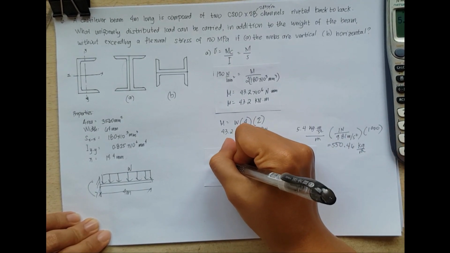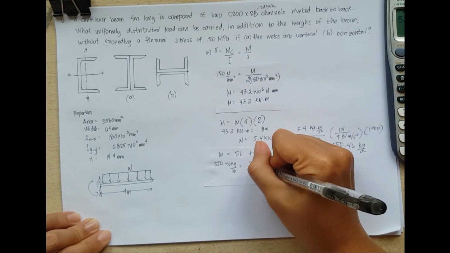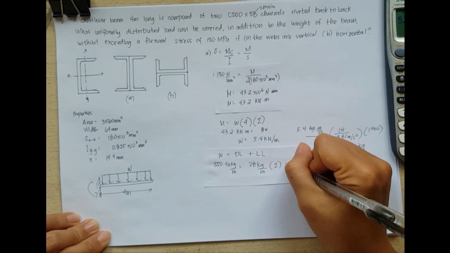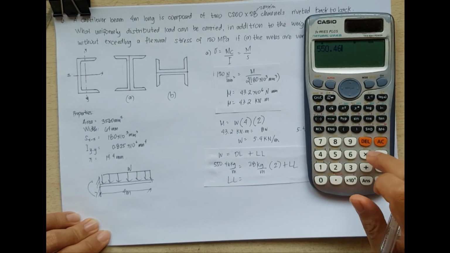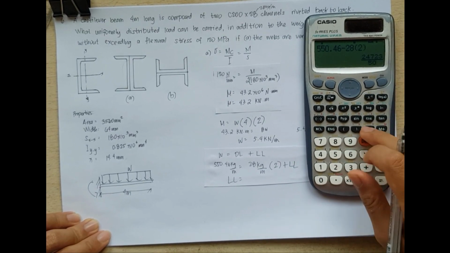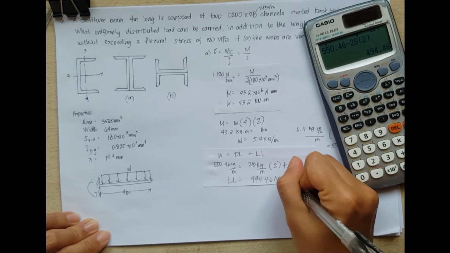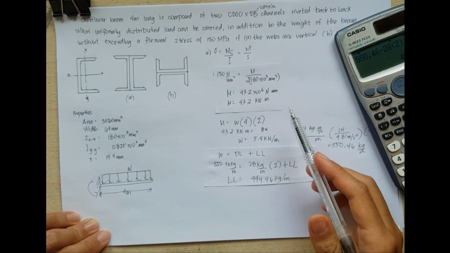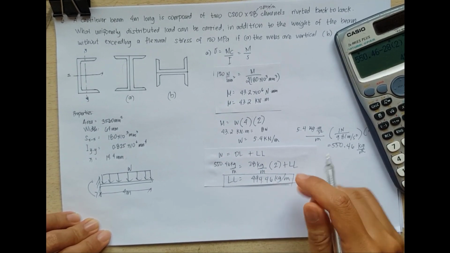So it is equal to 550.46 kilogram per meter, and then the dead load is a self weight, which is equal to 28 kilogram per meter, and it is back to back, so times 2 pieces plus the live load. Therefore, the live load is now equal to this, minus 28 times 2. So it is equal to 494.46 kilogram per meter. So ito na yung additional weight na kinikarry maliban sa dead load. So, yung live load is equal to 494.46 kg per meter.